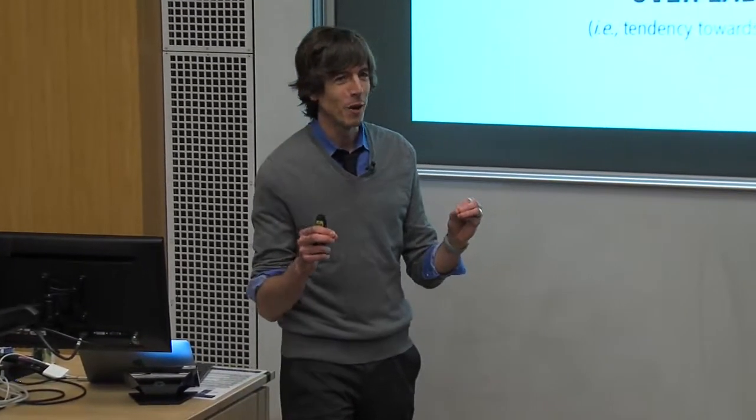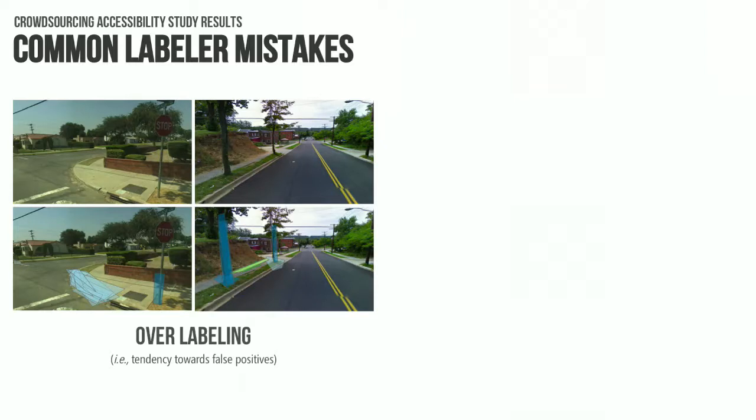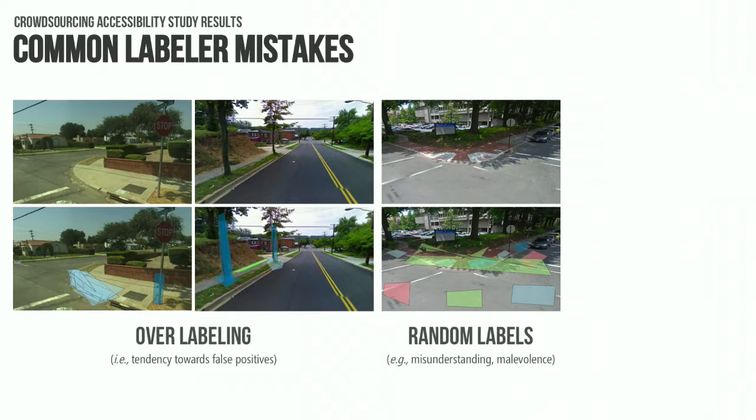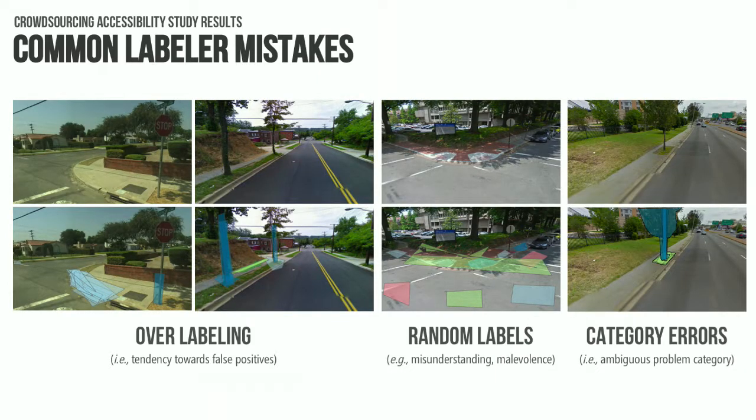So some common problems included, well, the task was to find problems, and it turns out people are really motivated to find every problem, even though they're not problems. Like this stop sign here is not actually in the sidewalk path. Similarly, those trees that are labeled are not actually in the path. Less commonly, though, we had random labels and category errors.